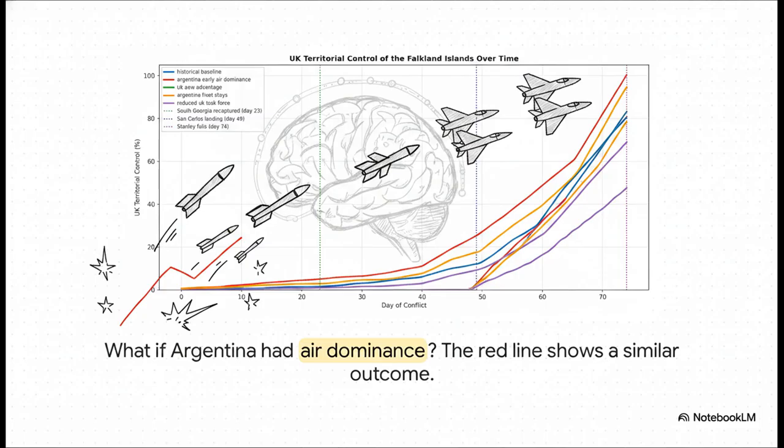Okay, now for our first what if. What if Argentina had more jets and better missiles from the get-go? That's the red line. And, get this, the outcome is pretty much the same. The simulation suggests that even with a big advantage in the air, the final result on the ground might not have changed. Now that is a fascinating insight.